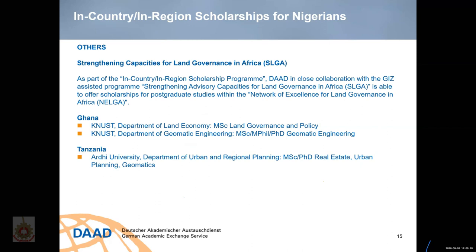So these are quite a number of courses, and to round up our in-country and region scholarship program, I would also like to mention this kind of program, or it's more or less a network. It's called Strengthening Capacities for Land Governance in Africa, SLGA. This is part of our in-country and region scholarship program. We do this together in close collaboration with the GIZ, the German Development Cooperation Program. They have a program strengthening advisory capacities for land governance in Africa. And the other partner is NELGA, the Network of Excellence for Land Governance in Africa.